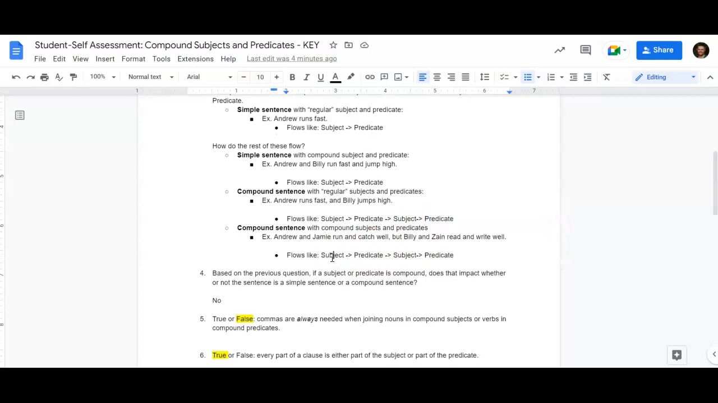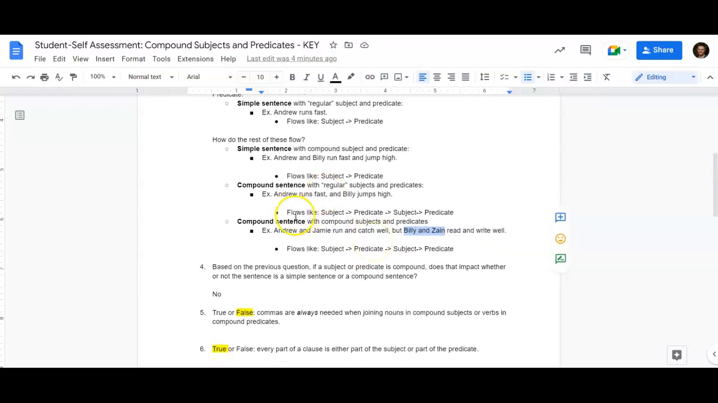but then I would say the majority of you struggled with the next part, which is where we're trying to figure out how it flows for a compound sentence that happens to have a compound subject or predicate. Just because we have a compound subject does not mean this is subject-subject. Andrew and Jamie here create a single subject. It just happens to be a compound subject. So this one should also be subject, predicate, regardless of how many verbs we have in predicates, regardless of how many nouns we have in subjects. So just keep that in mind.